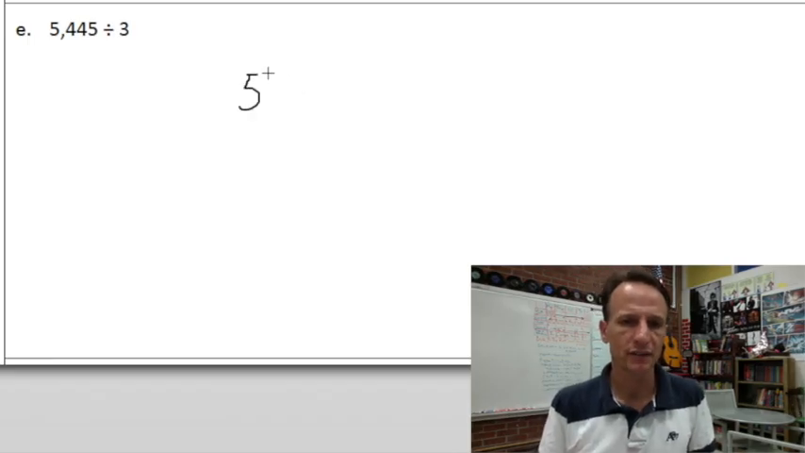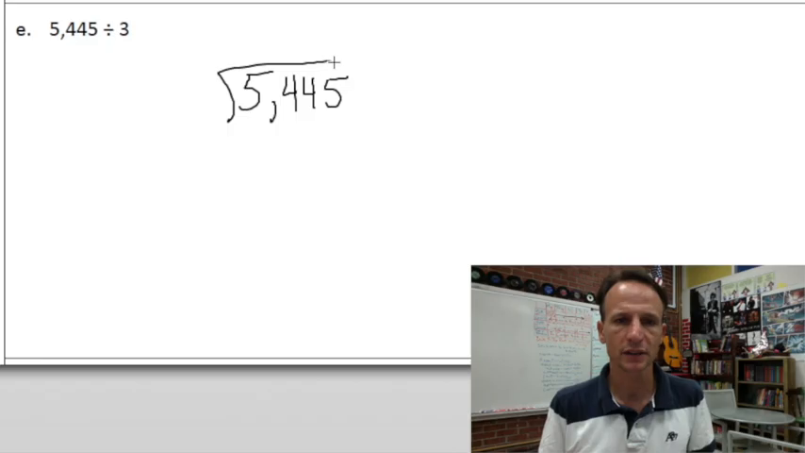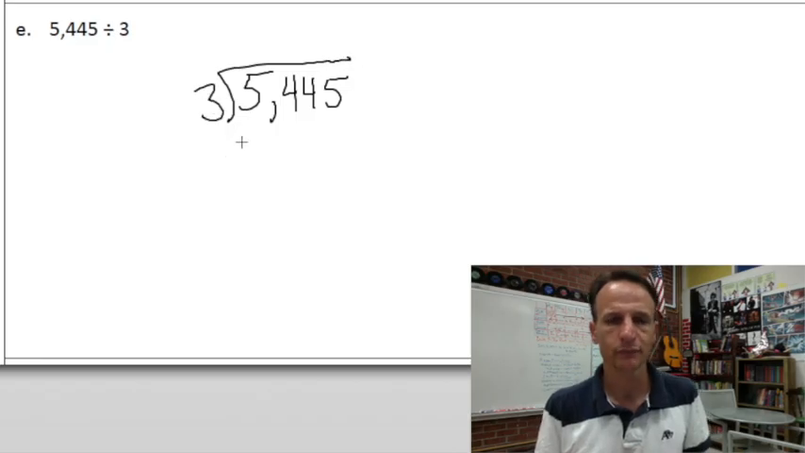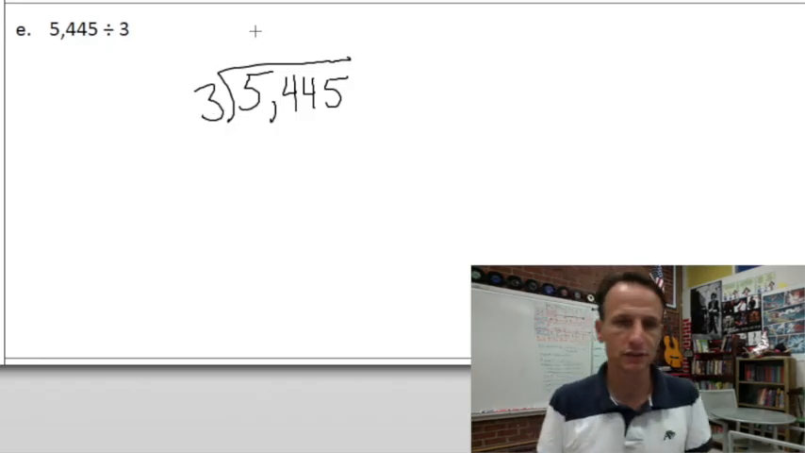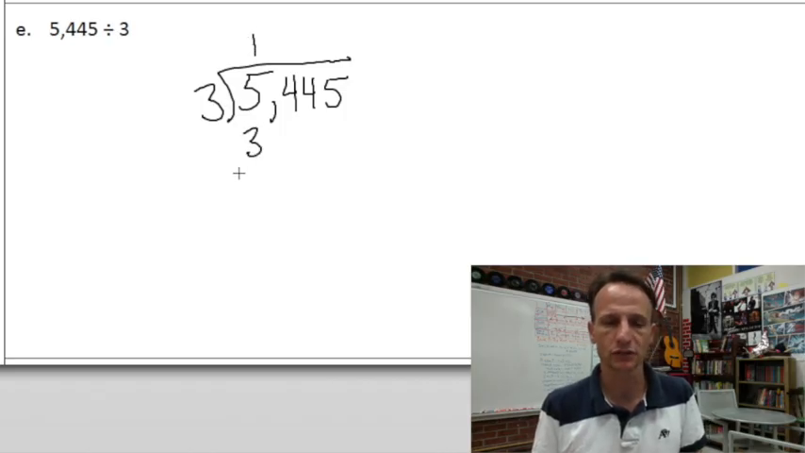So we have 5,445, which we are dividing by 3. Let's jump right in. How many 3's in 5? Yes, 1, because 1 times 3 is 3, of course. We subtract and we're left with 2, and those are 2 thousands. And next, let's go to the hundreds place where we have 4.